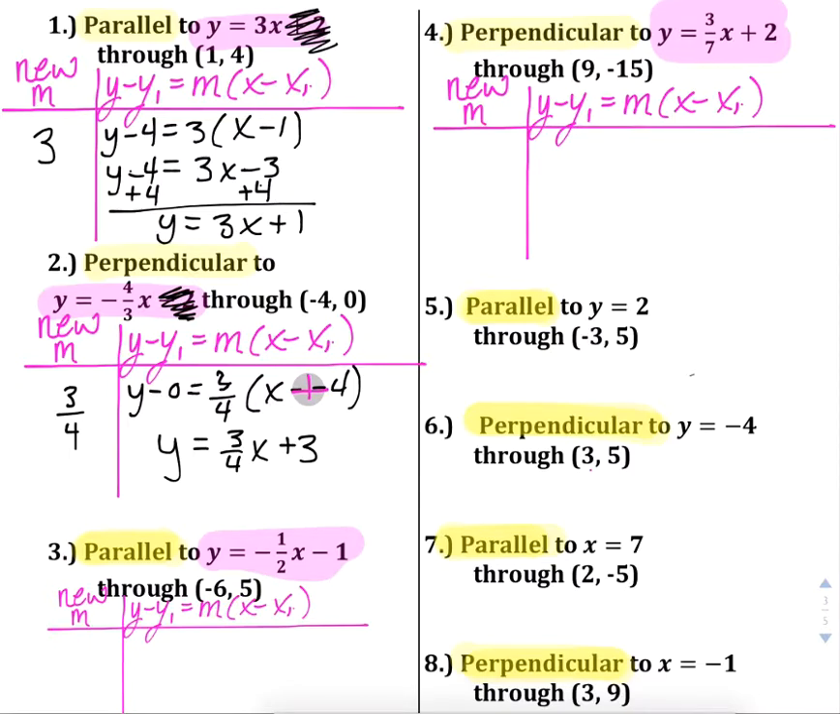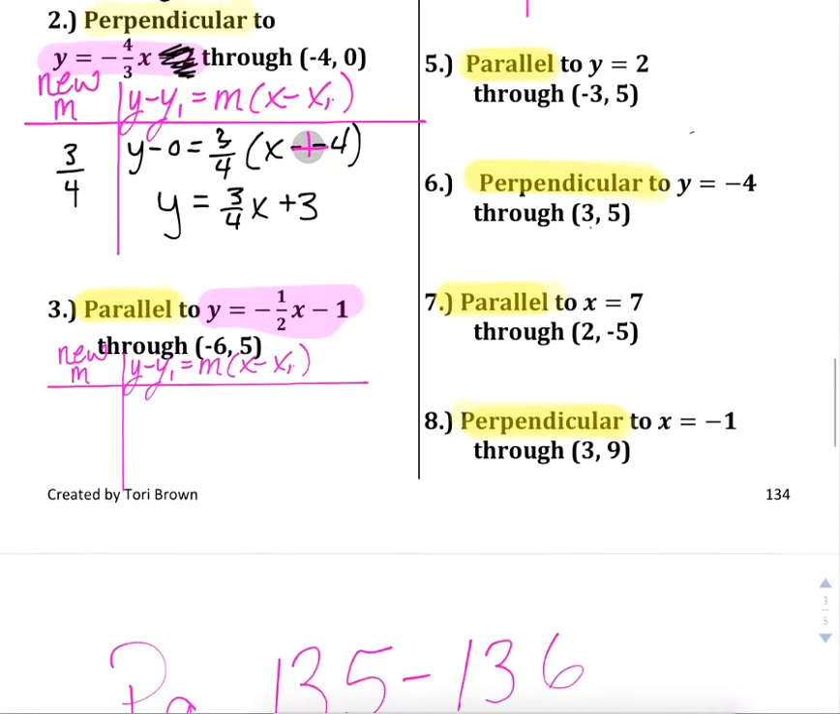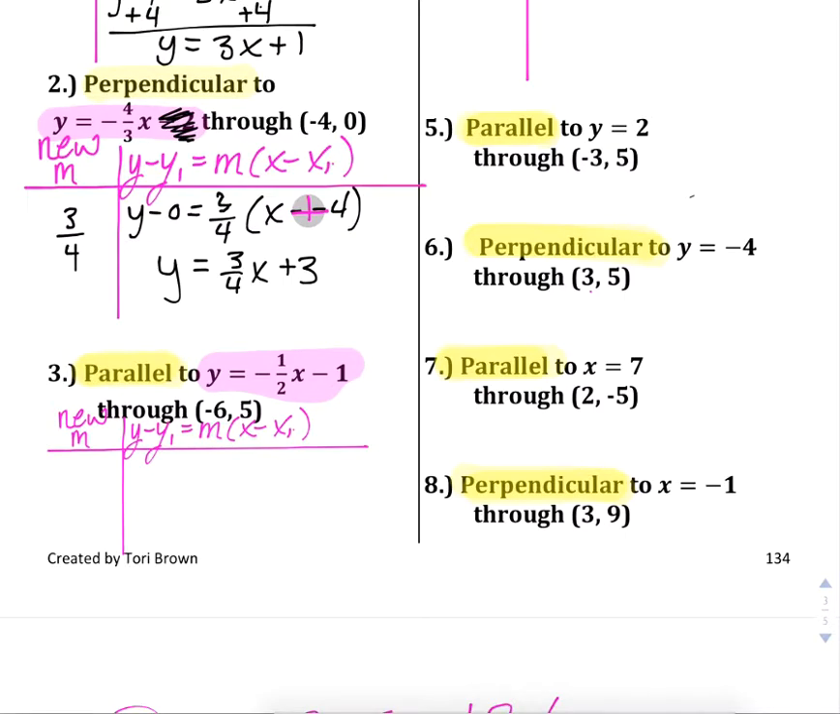All right, we're moving on to number 3. Remember, you can pause it anytime, go back, rewind, and listen to it again if you need to. All right, problem number 3. I want to be parallel to negative 1/2 x minus 1. I don't need the negative 1. I only care about the slope. I want to be parallel, which means my slope is the same. I'm going to use negative 1/2 also.